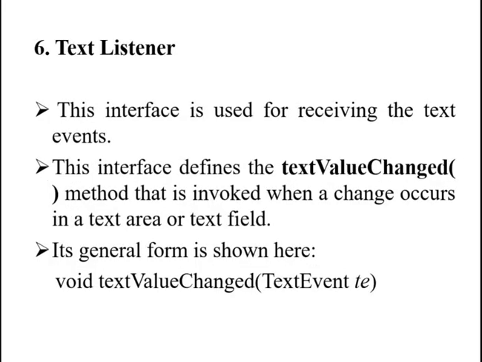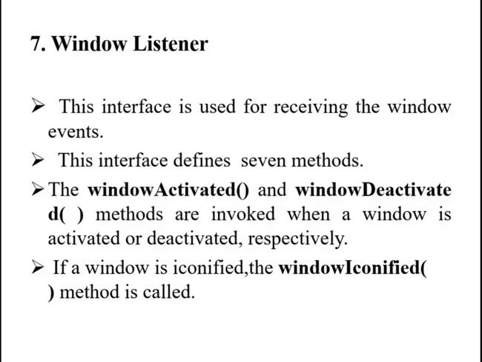Then next one is TextListener. TextListener is used for receiving the text event. This interface defines the textValueChanged method, which is invoked when a change occurs in the text area or text field. Its general form is shown here, that is void textValueChanged(TextEvent te). Then the next one is the WindowListener.